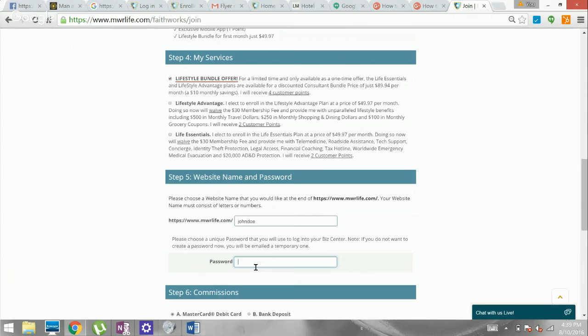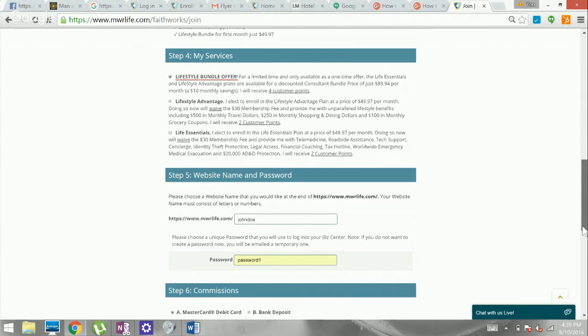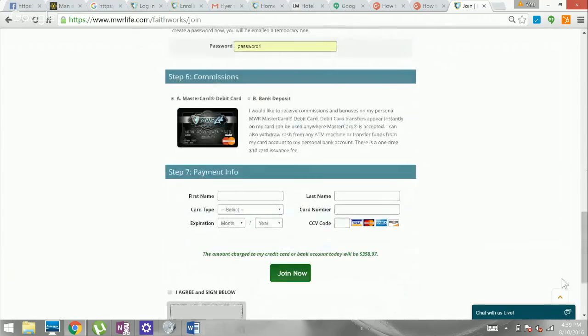I like to make someone's password initially just password 1, just so that they don't forget, and they can change that later if they want. That way, it's simple and they can remember it. And if they forget it, they can call me and I'll know what it is. And then now they're putting in their debit card or credit card information. So they're going to fill this out.